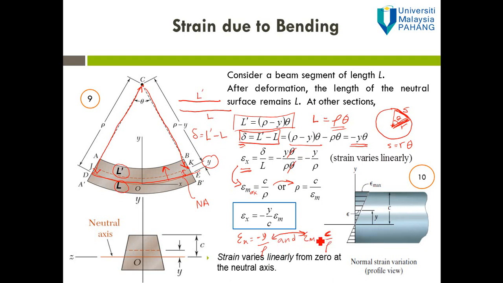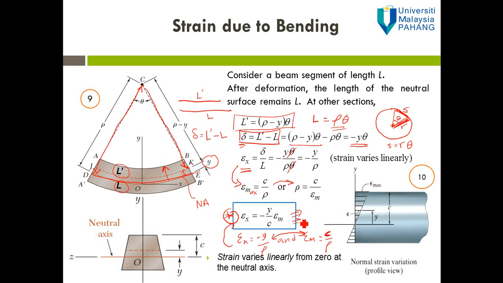Okay, we can combine these two equations and then it becomes this one. This is easy to convert. This is easy to show: epsilon x is equal to minus y over c epsilon m. So from here, this is basically the linear relation between epsilon x and epsilon maximum, the strain x and the strain maximum. So as I said again, this is the linear relation.